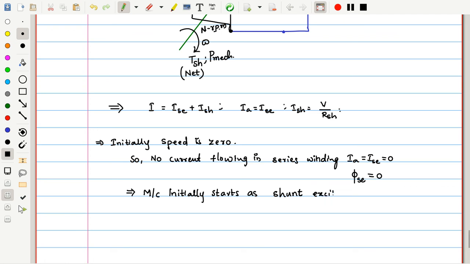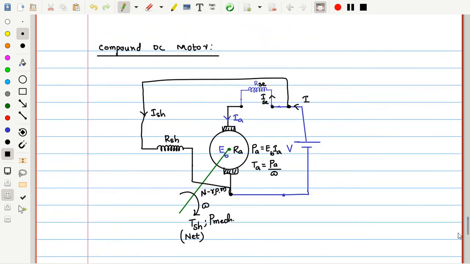See here, we are just trying to interpret. The machine is set up, but still not started, though we connected the entire connections. As the machine is not yet started, the current through the armature is zero. If the armature current is zero, the field flux produced by this field coil is zero, but the power supply is connected across RSH, so ISH will exist. So can we say the machine initially starts as a shunt excited machine, right?